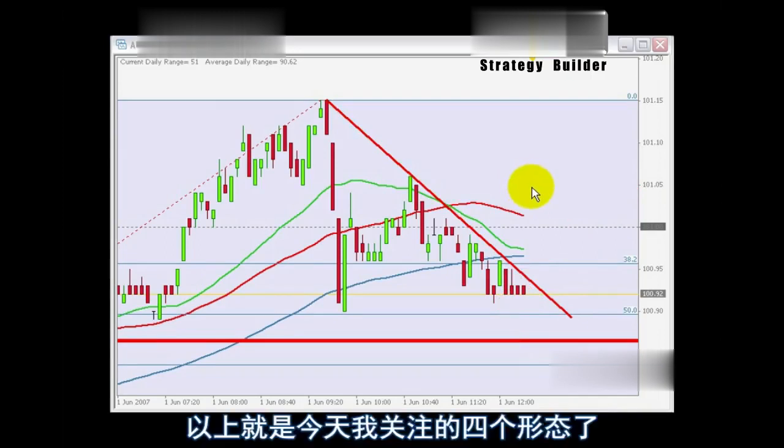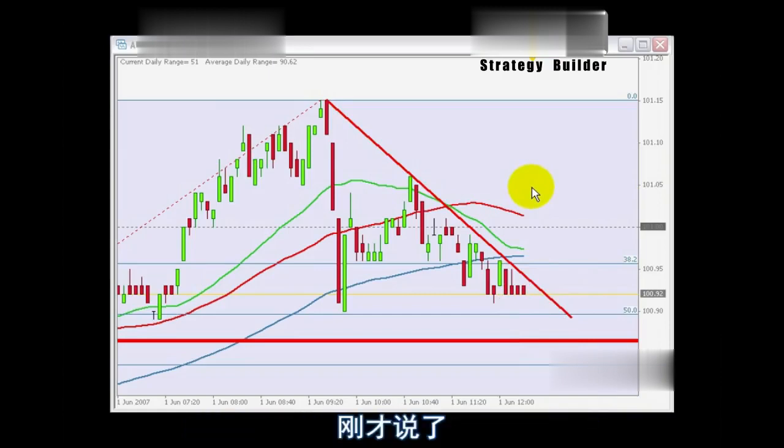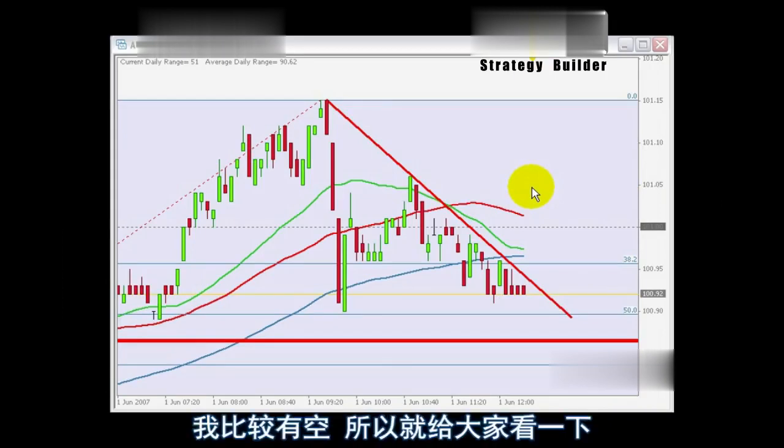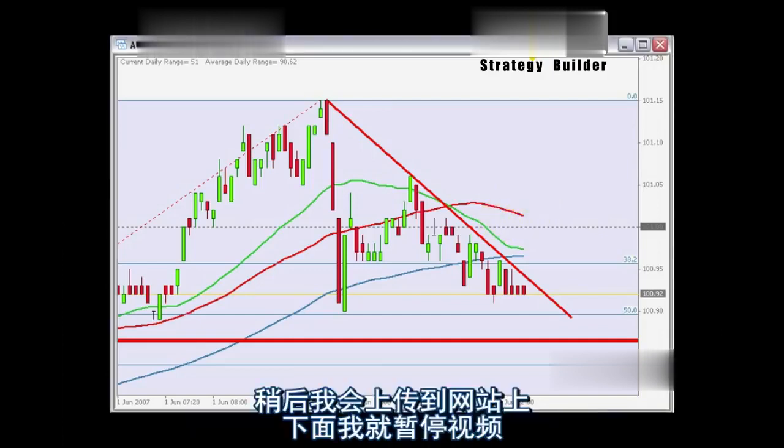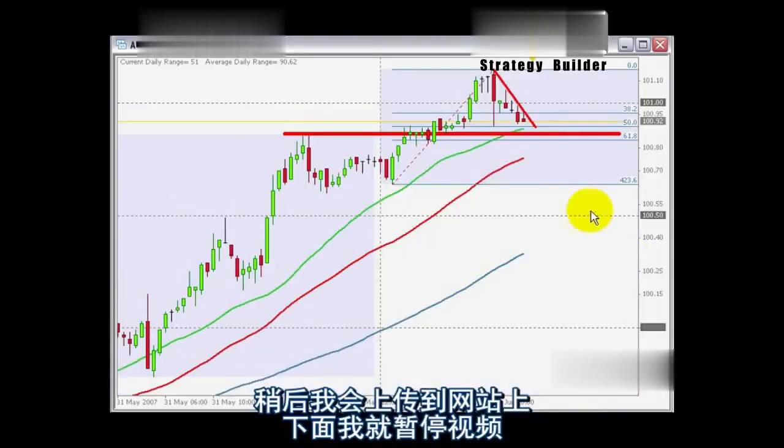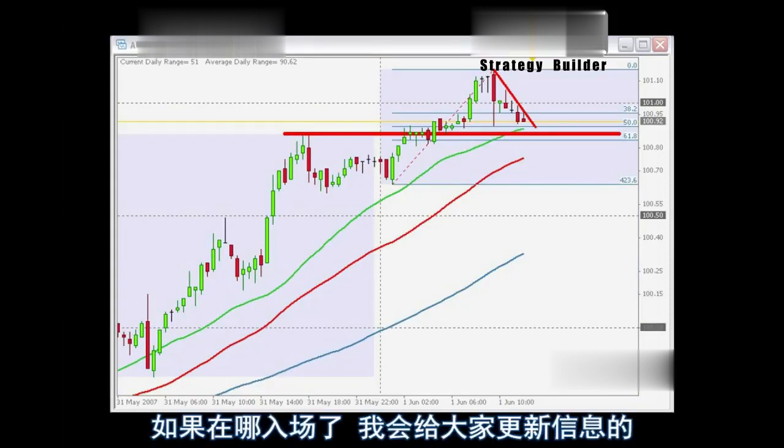Well, those are basically the four setups that I'm following today. Like I said, I just wanted to give a quick update. The market seems pretty quiet, so I had plenty of time. So I said, well, why not show it to the guys and upload it to the website. Alright guys, I'll pause this video. If any of the setups trigger, I will let you know.